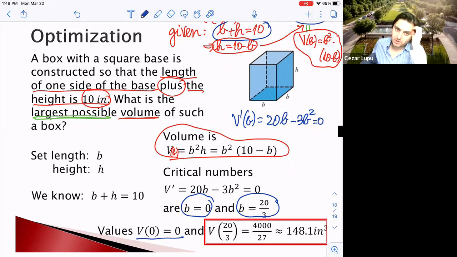So like I said, the only thing you need to know is just to write a volume formula and to see it as a function of the base, or you could have written it as a function of the height if you want. It doesn't really matter, but that's how you can solve it. And then you look for the critical numbers and so on. All right.